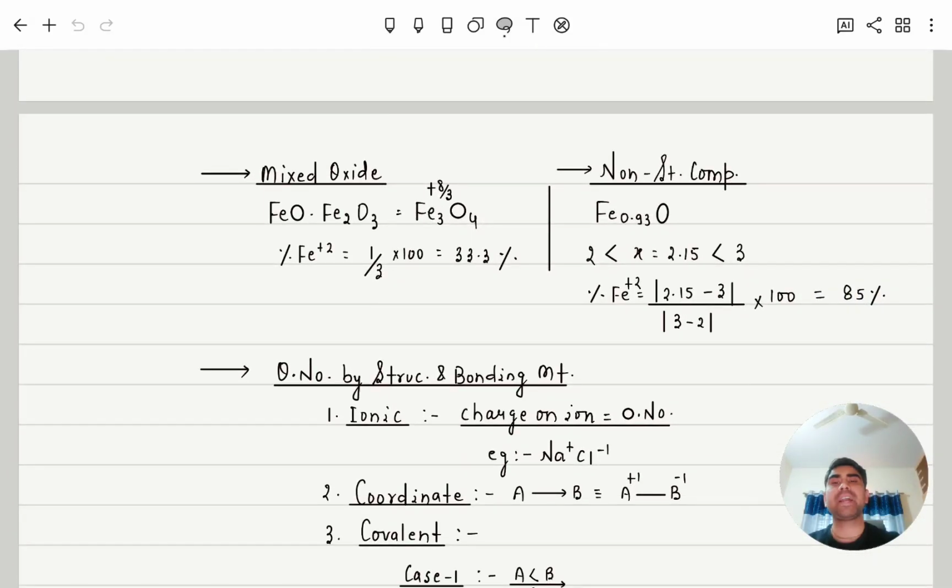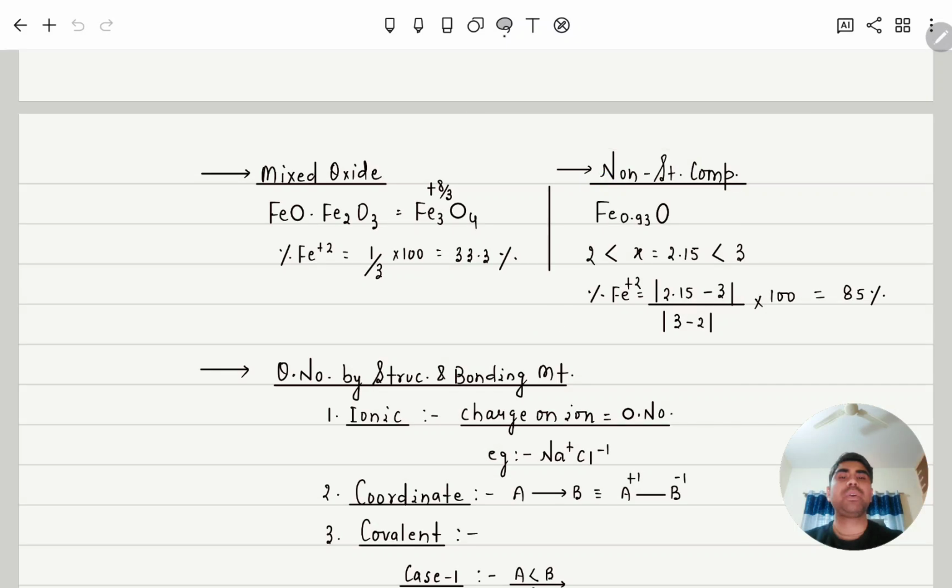Now coming here, the mixed oxide, as we discussed, FeO and Fe2O3 forming Fe3O4. So this is its oxidation state. Here +2 is the oxidation number, and +3 is the oxidation number. To calculate what percentage of Fe+2 is there, you can calculate by atom. Like here, the Fe+2 atom is 1, the total iron atoms is 3, into 100.